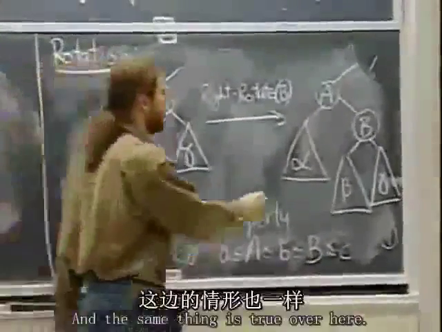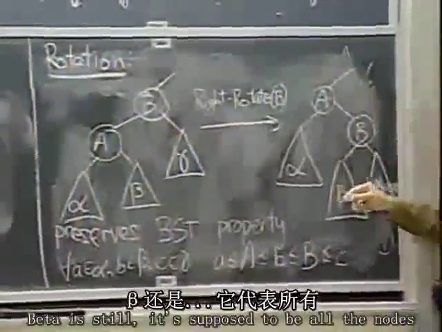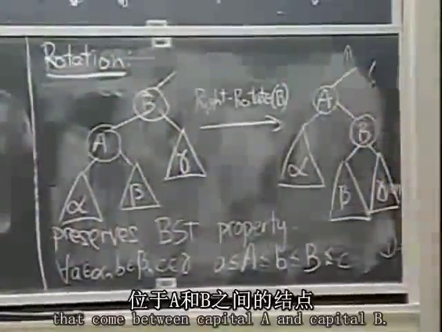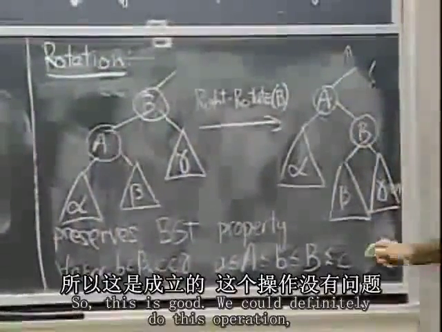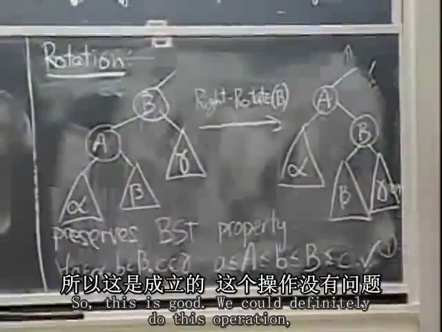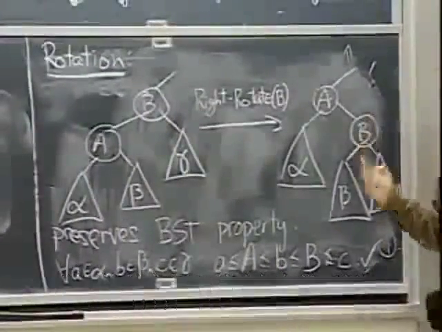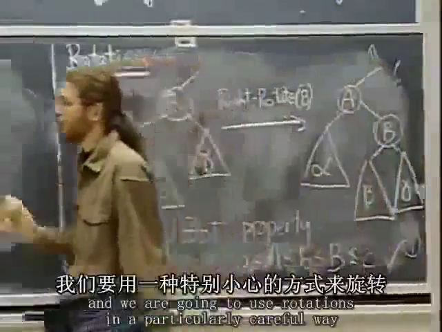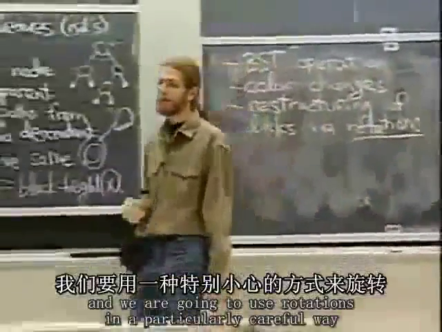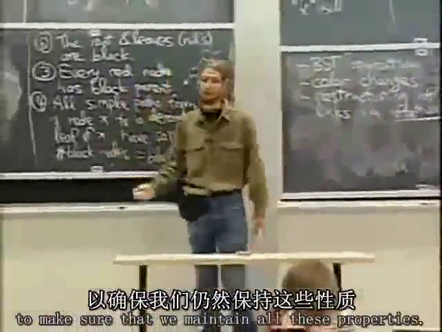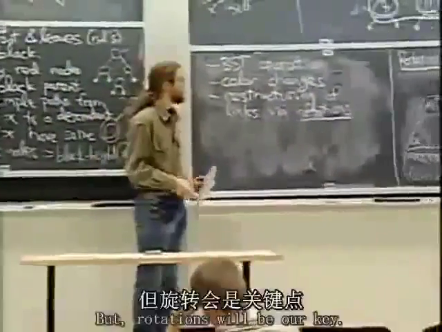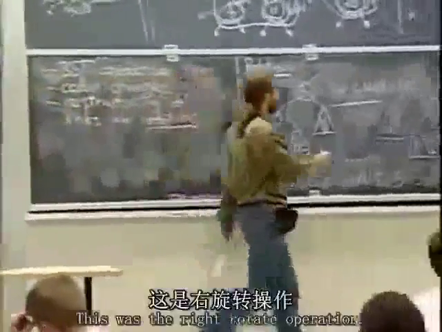And the same thing is true over here. Beta is still supposed to be all the nodes that come between capital A and capital B. So this is good. We can definitely do this operation, still have a binary search tree, and we're going to use rotations in a particularly careful way to make sure that we maintain all of these properties. That's the hard part. But rotations will be our key. This was the right rotate operation.